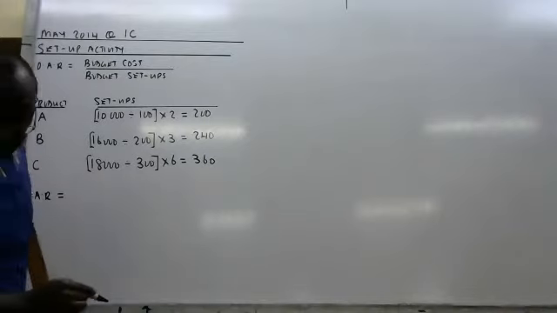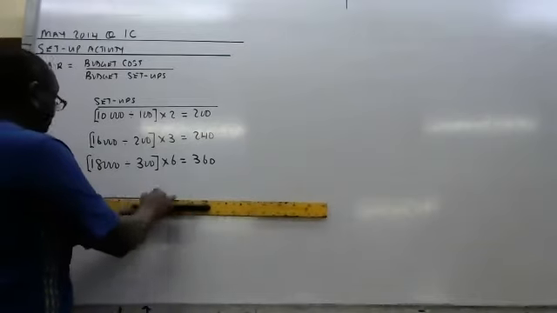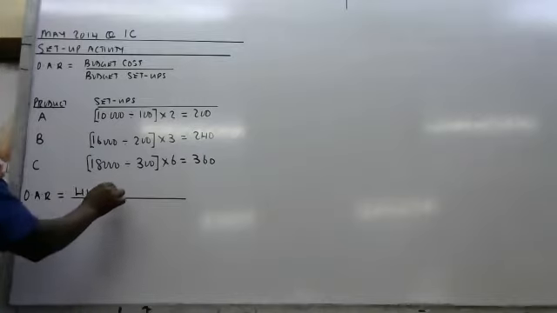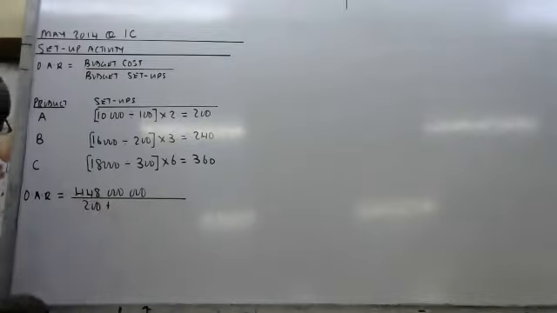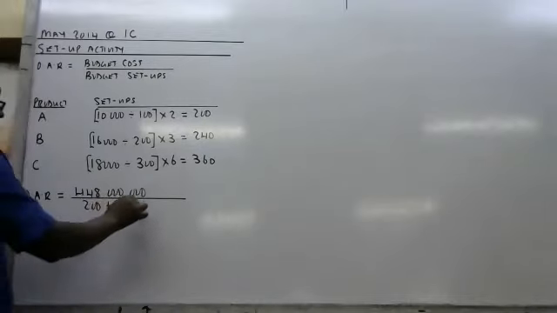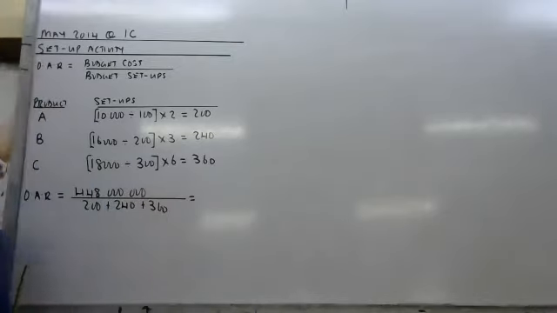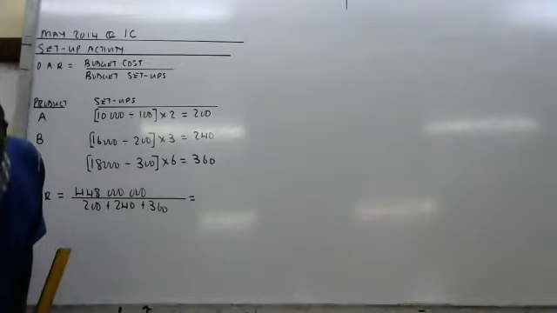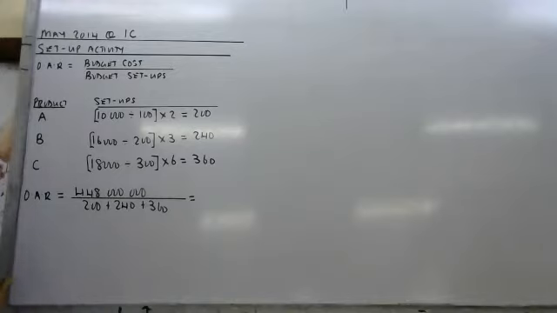So therefore, the OER will be 448 million divided by 200 plus 240 plus 360, which gives 560,000 per setup.